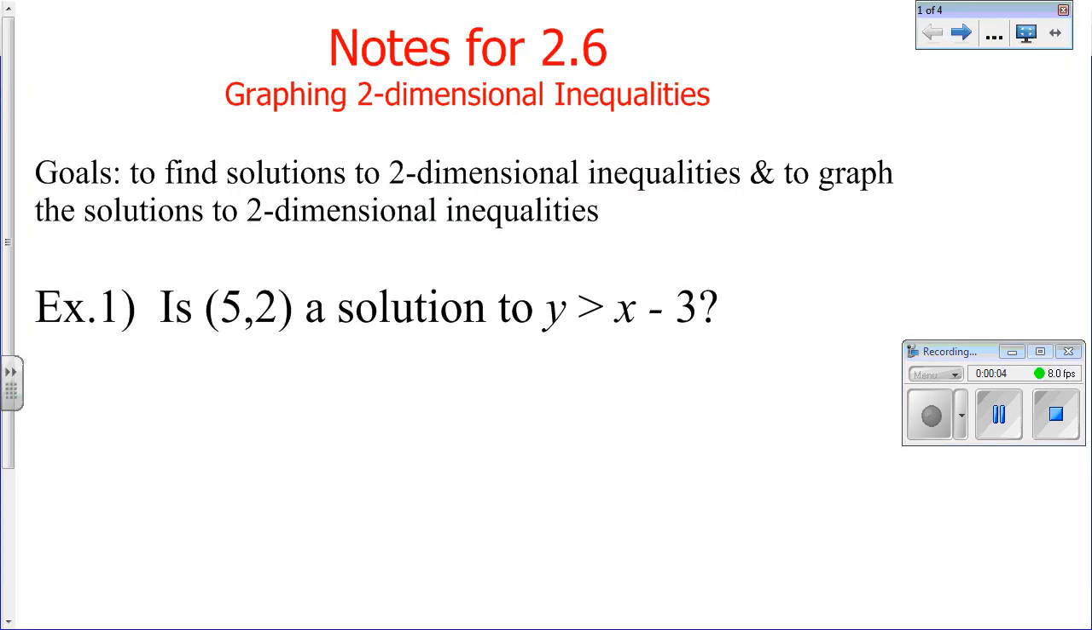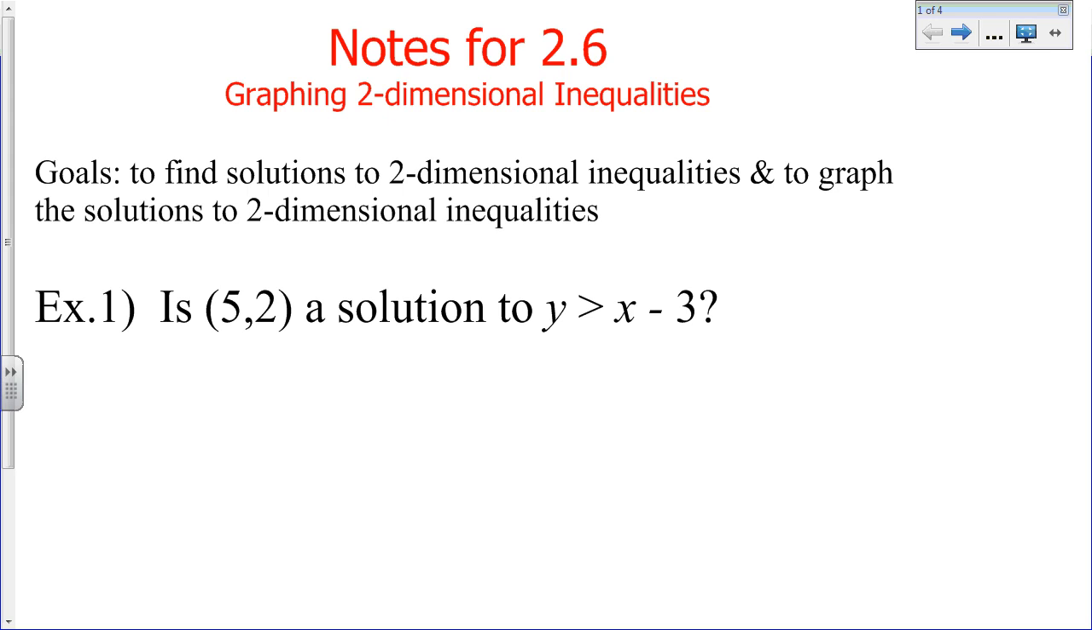All right, ladies and gentlemen, let's take a look at graphing two-dimensional inequalities. Our goal is to find solutions of the two-dimensional inequalities and to graph those solutions to a two-dimensional inequality.